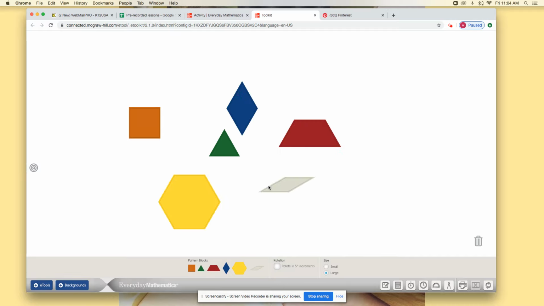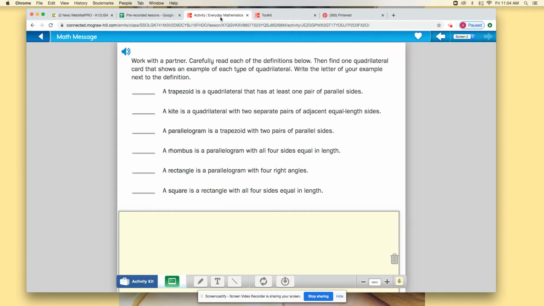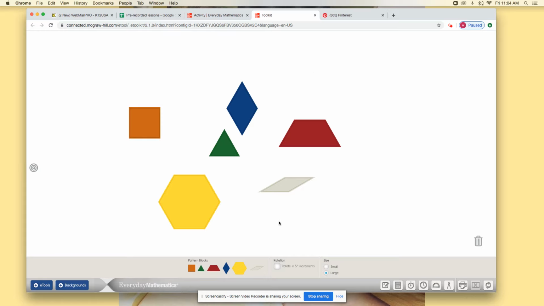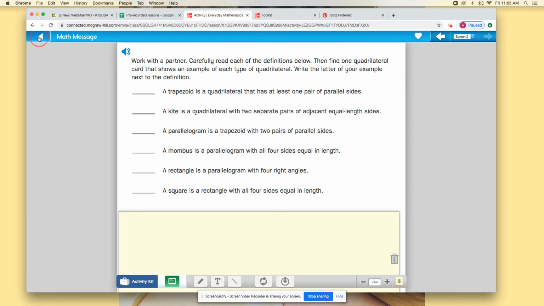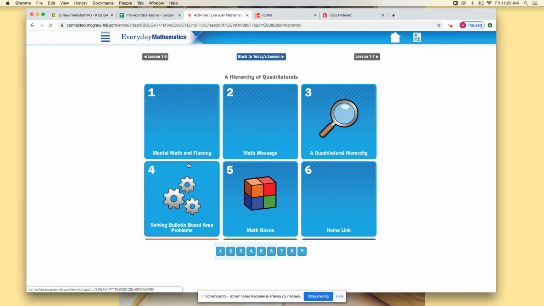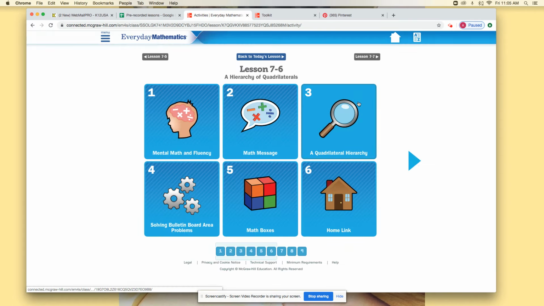Again, they're not the cards that are in the journal, but if we go back to our math message, we see a trapezoid is a quadrilateral that has at least one pair of parallel sides. If you want, you can draw the shape that you think matches the definition on another piece of paper, or you could type it in down here. You could just use your toolkit as a reference. Going back to activity 3.